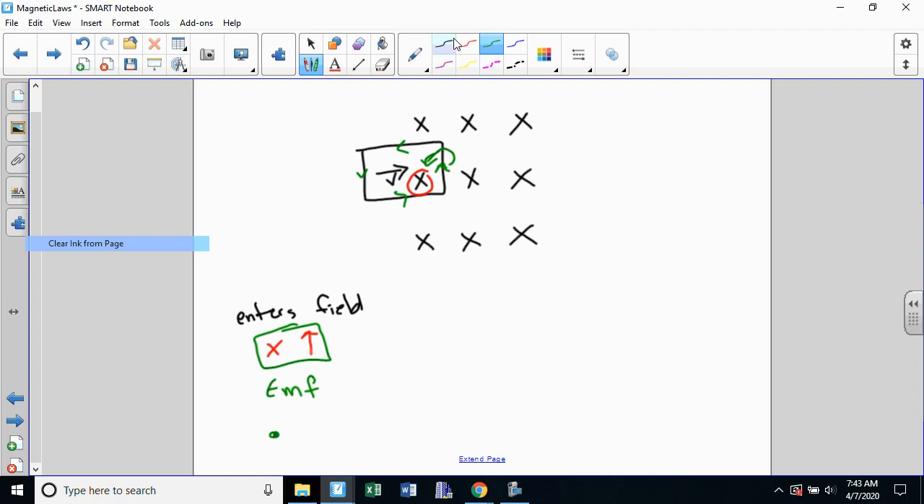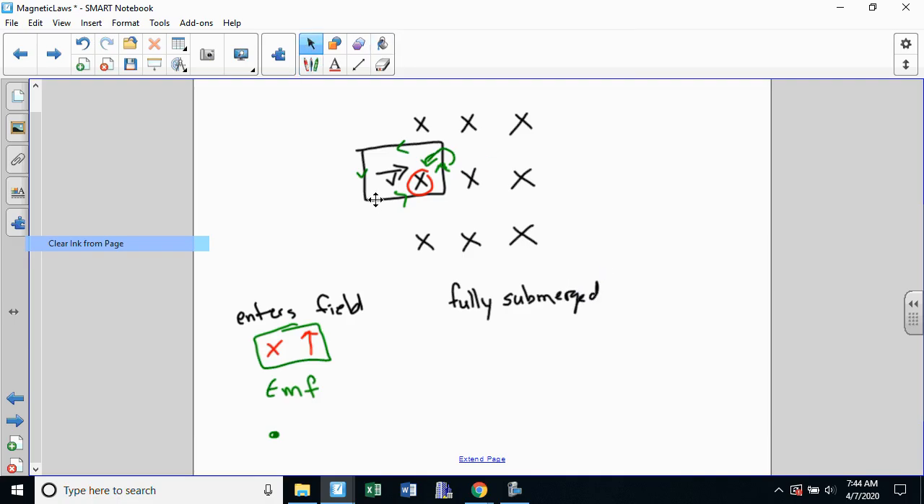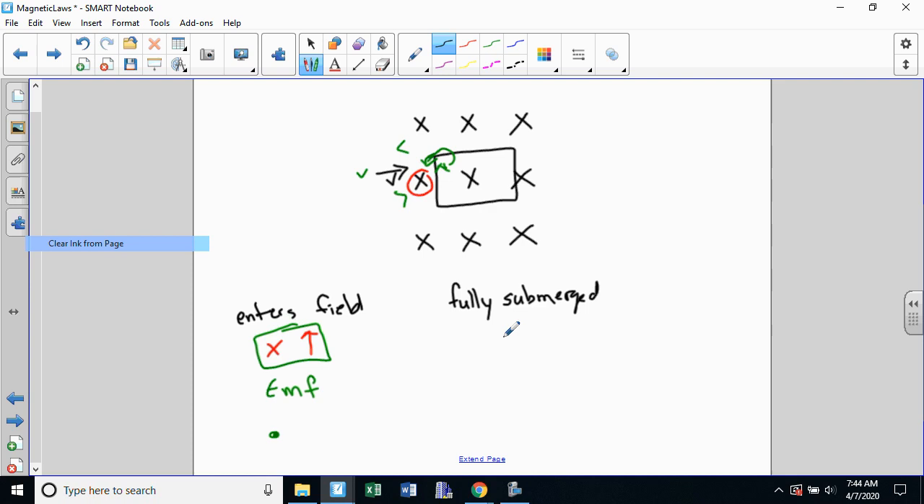How about when we are fully submerged, when we are inside of the field completely? Well, once your loop gets totally inside of the field, as you move it around, the number of field lines is not going to change. So that means if there's no change in flux, then there's no EMF. There's no current. Once I'm fully inside of the magnetic field, there's no current.